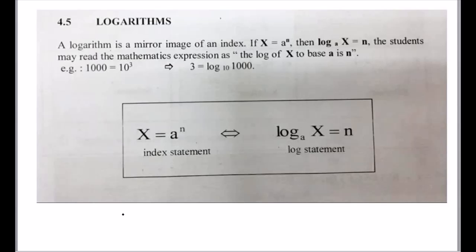From x equals a to the power n, we can change it into log base a of x equals log base a of a to the power n. Log a base a is equal to 1. So we are left with log base a of x equals n.